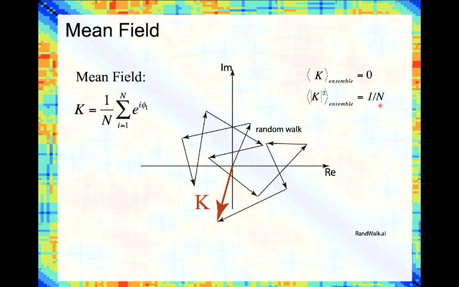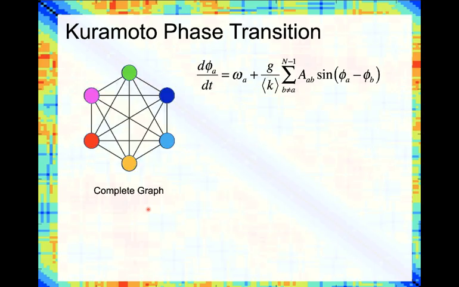And so this is going to allow us to construct a mean field amplitude and also a mean field phase. And so here, let's look at a Kuramoto phase transition. This is when we have a complete graph. Every node is interacting with every other node.